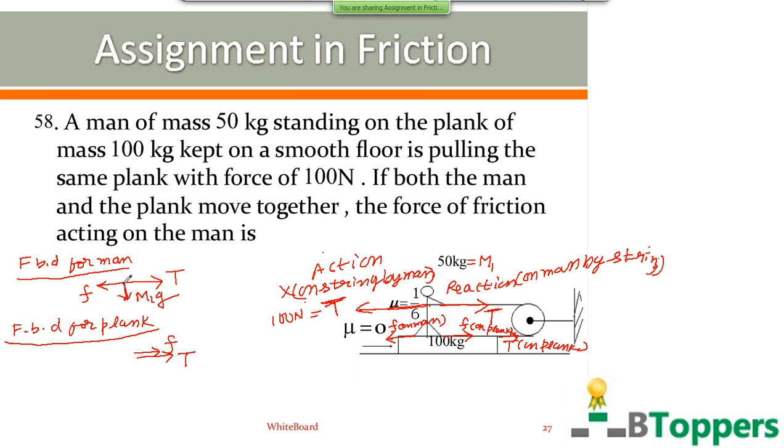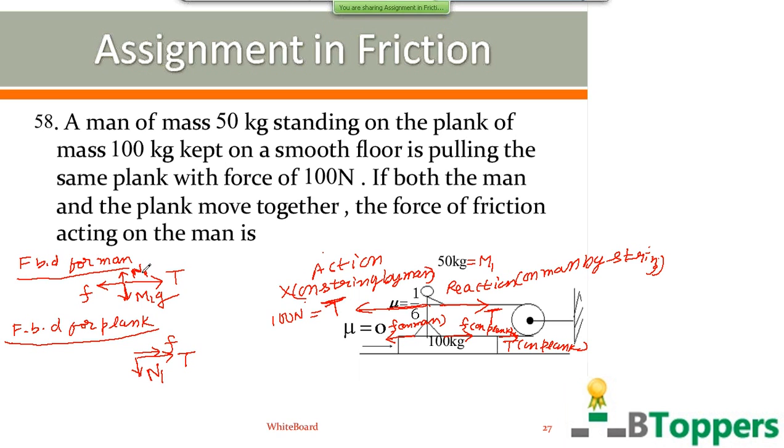There will be a normal reaction force on the man by the plank, which acts vertically upwards. This N1 is the magnitude of the normal reaction force on the man by the plank, which acts vertically upwards. So the normal force on the man by the plank will have the same magnitude as the normal force on the plank by the man.